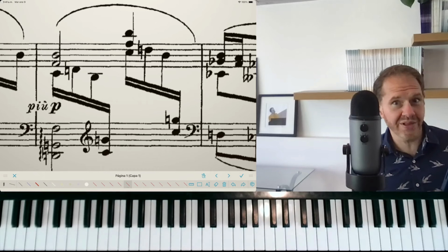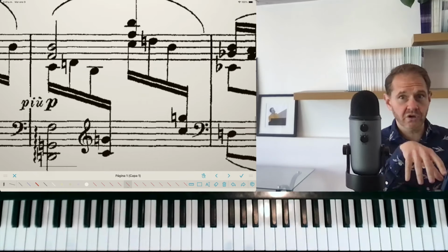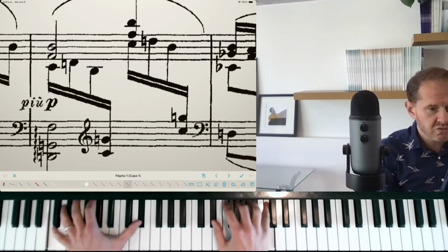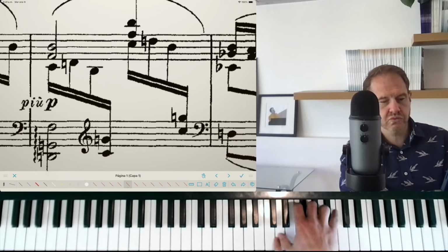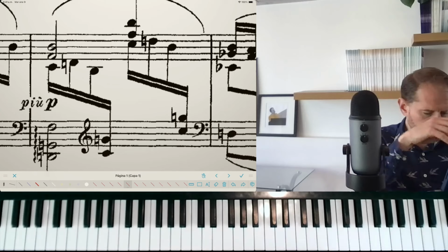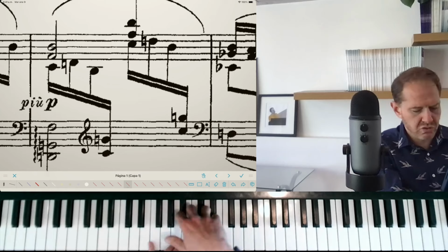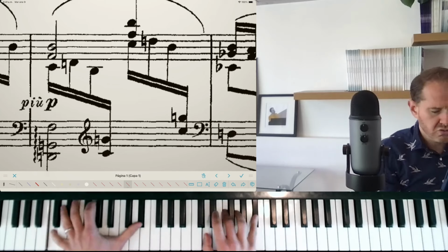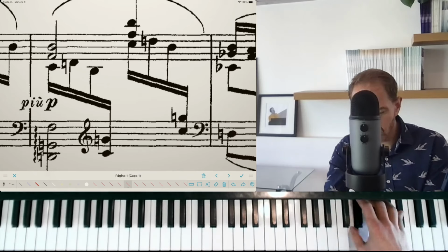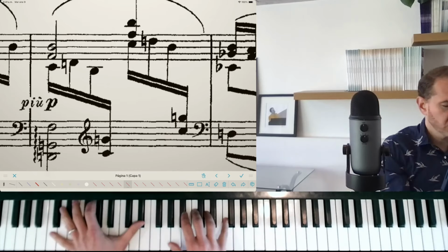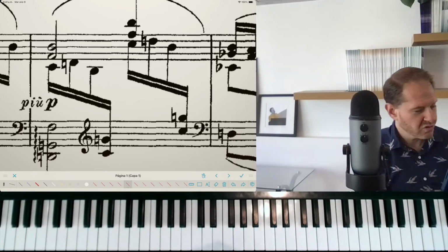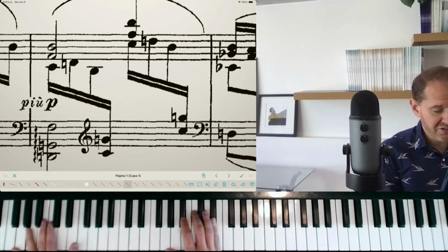So this is actually in my wheelhouse. I love perpetual motion stuff, and this is a good perpetual motion. It's right, right, right, left, right, right, right, left. So it could be fewer notes, it could be.